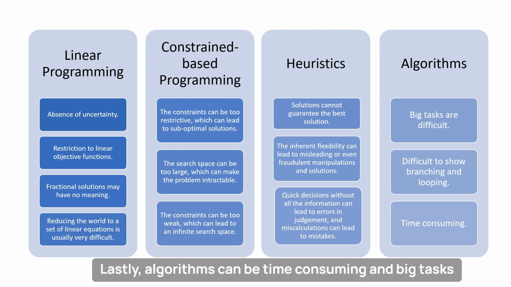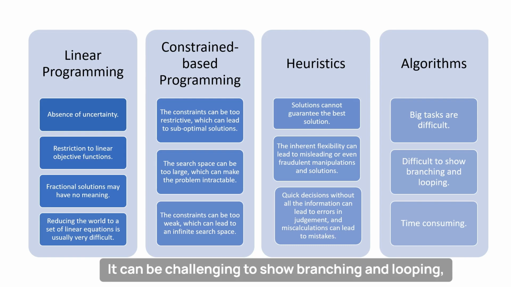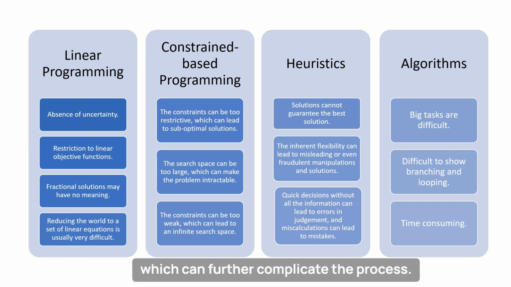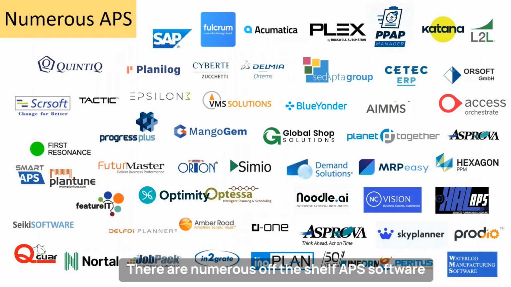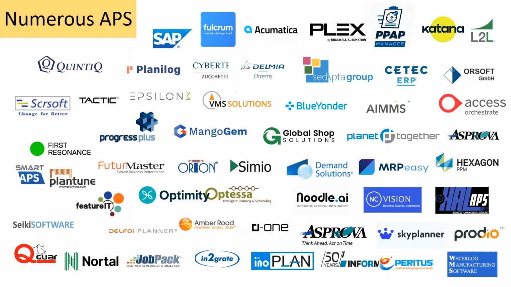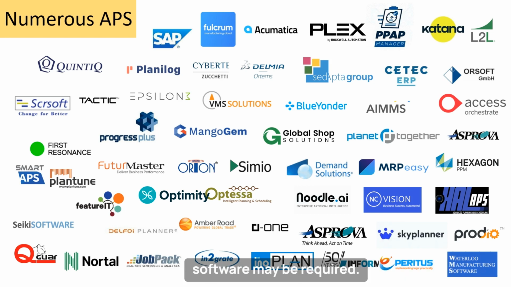Lastly, algorithms can be time-consuming, and big tasks can be difficult. It can be challenging to show branching and looping, which can further complicate the process. There are numerous off-the-shelf APS software solutions available in the market. However, for solving specific planning problems, tailor-made algorithms are necessary, which means bespoke software may be required.